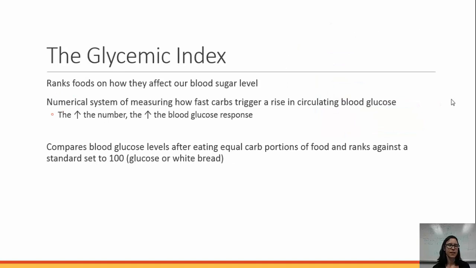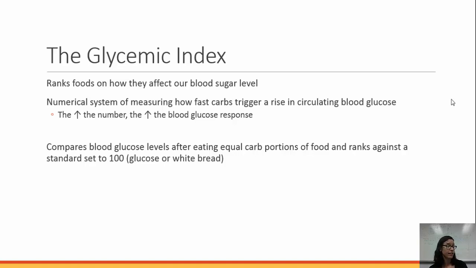So next we have the glycemic index. This method ranks foods based on how they affect the blood glucose level. So it's a numerical system of measuring how fast the carbs can trigger a rise in our circulating blood glucose. So low glycemic index foods cause a small rise in our blood glucose, while high glycemic index foods cause a big spike in our circulating glucose. It compares blood glucose levels after eating 50 grams of available carb from a certain food and compares the rise in blood glucose to some standard. And the standard is usually glucose or white bread, which is standardized at 100.